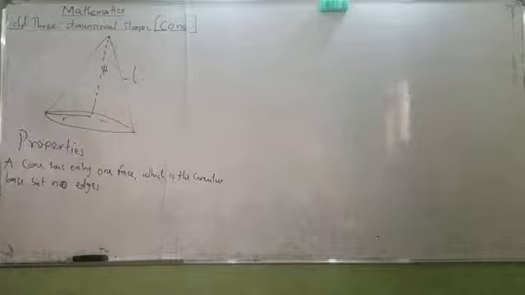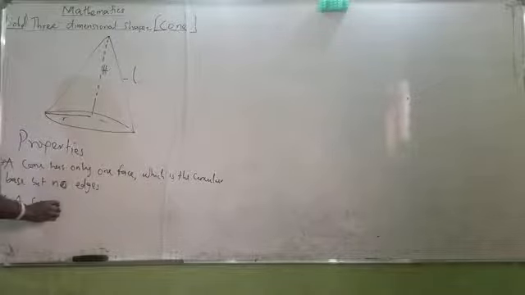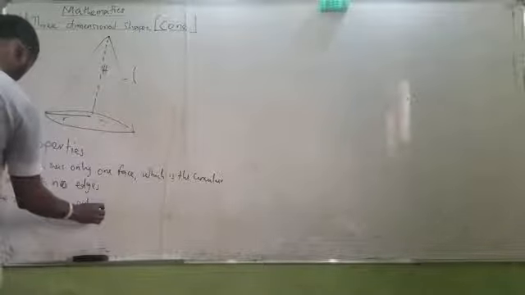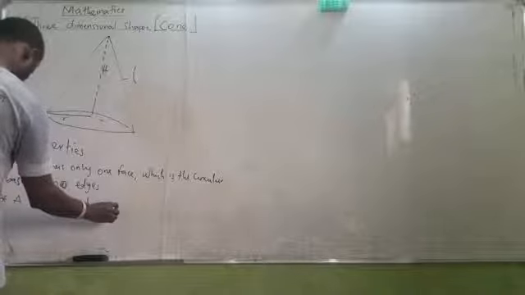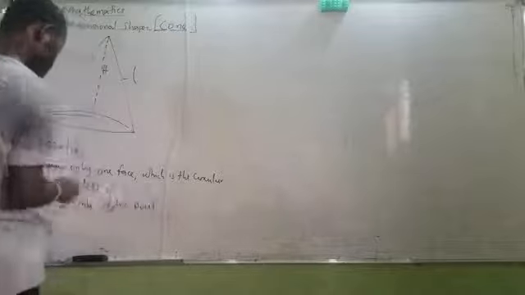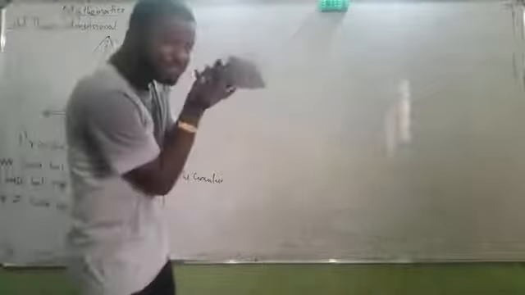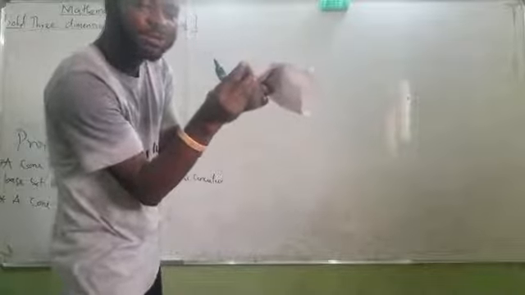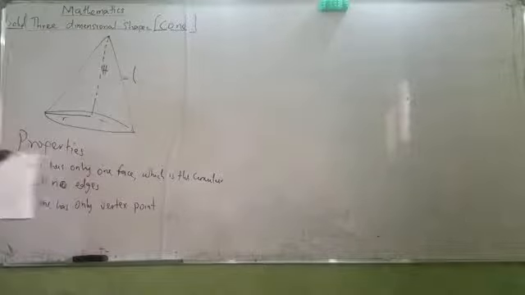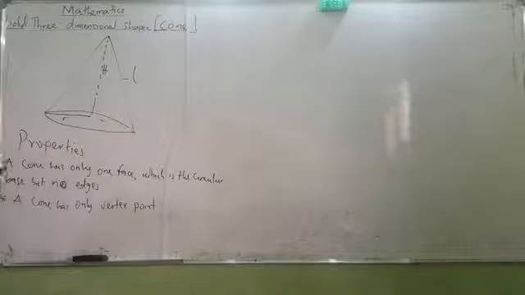And another thing I want you to understand on a cone is that a cone has only one vertex point. Only one vertex point. Can you see? This is a vertex point. I've told you that others, like the cuboid and cube, have 12 edges. Now, take note of that.